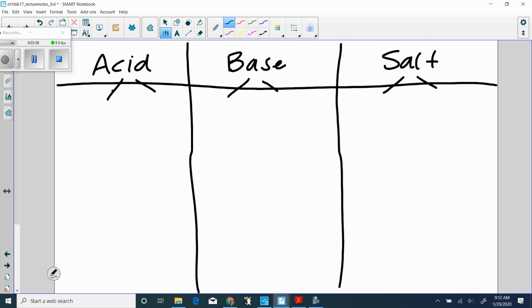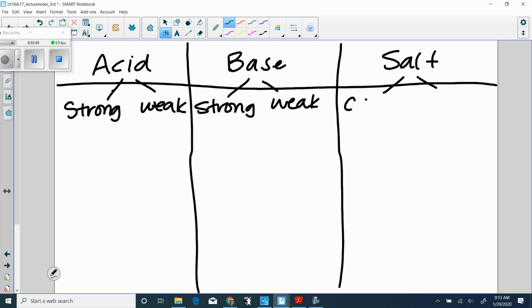So yesterday I pretty much put them in categories for you. Now we're going to start putting them in our own categories. So an acid is either going to be strong or it's going to be weak. Same with base, either strong or weak. And our salts, salt is just a generic term for an ionic compound. Instead of saying metal and non-metal, we're going to say cation, which is positive, and anion, which is negative.